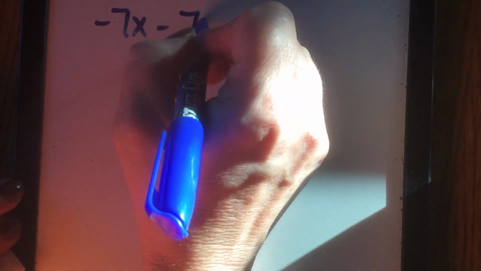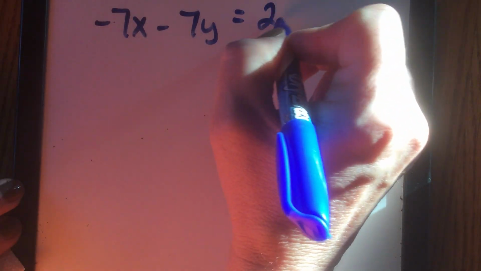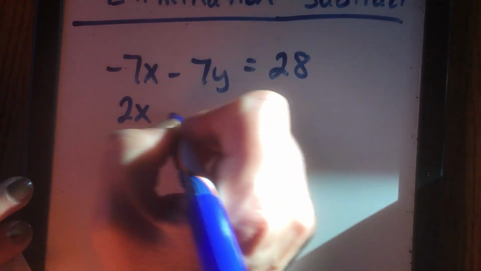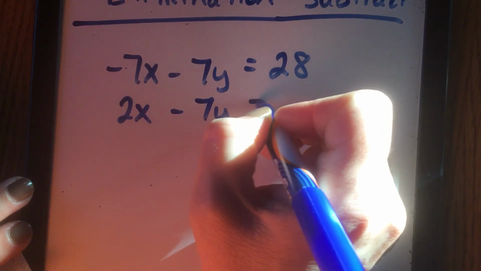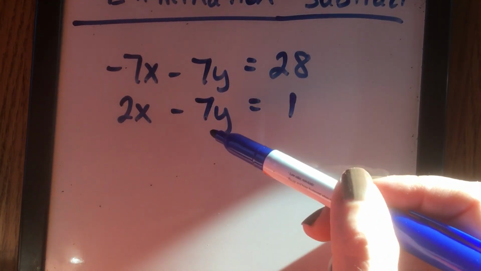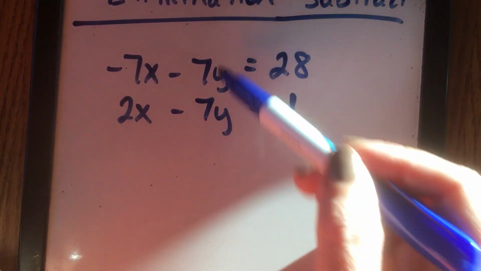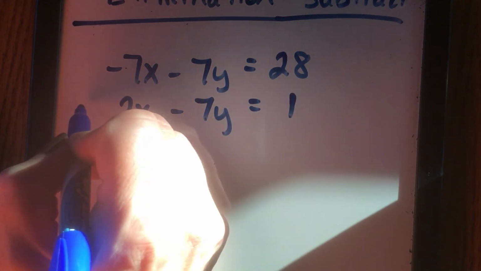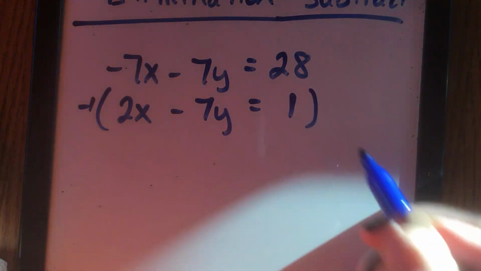If you have -7x minus 7y equals 28, and 2x minus 7y equals 1, then I'm in the same situation. I have a -7 and a -7. So that won't cancel out. They'll add to a -14. So I have to multiply this equation by a -1.